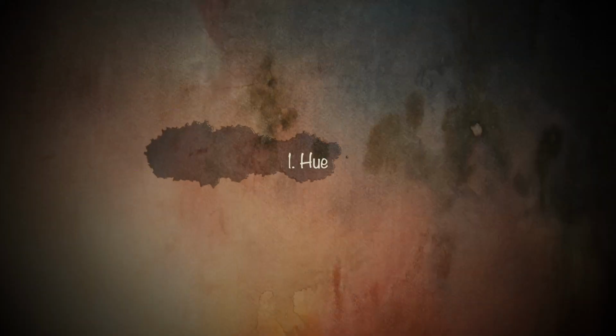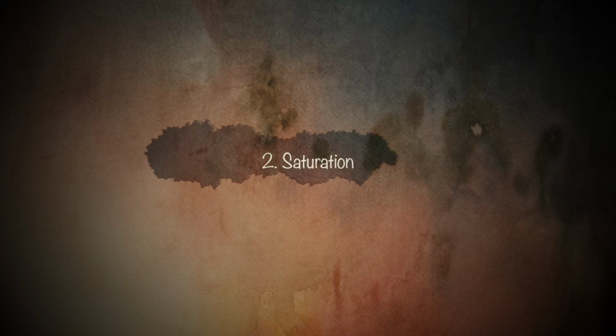So the first one is hue. Hue basically means a color from a color wheel. Hue is a word which is used synonymously with the word color. The second one is saturation. It simply means how intense your color is in a darker aspect. The darker the shade of your color, the more saturated it will be. And the third one is luminance, which is the opposite of saturation. The lighter the shade of a color, the more luminant the color will be.